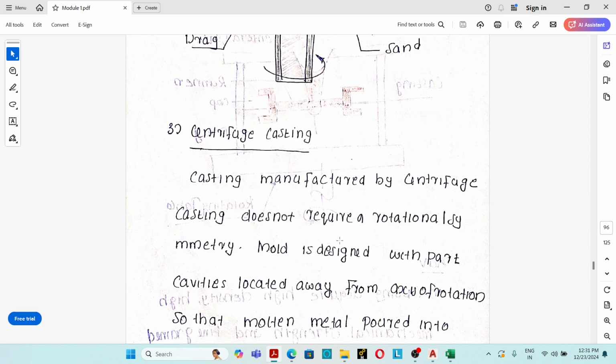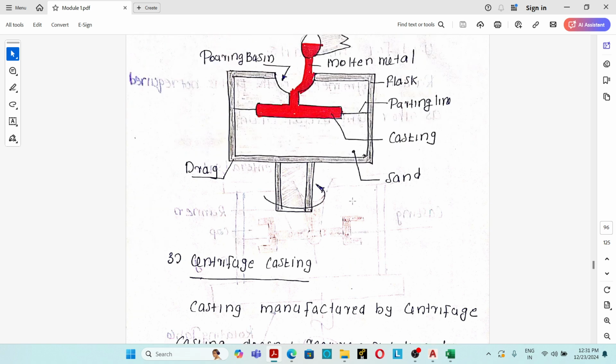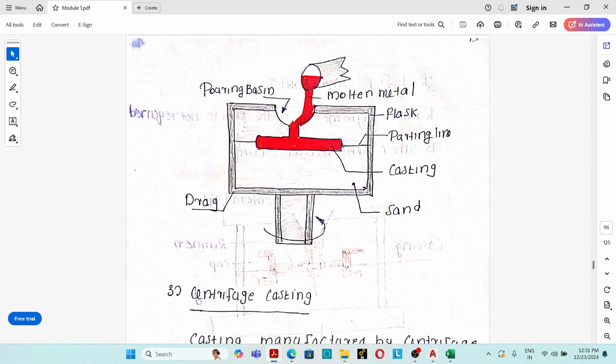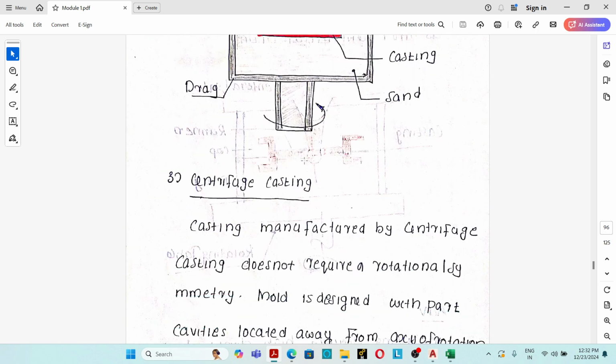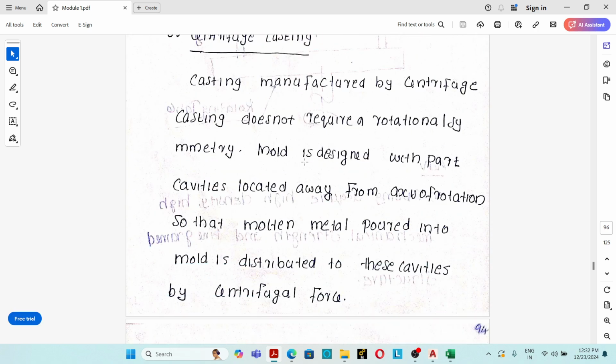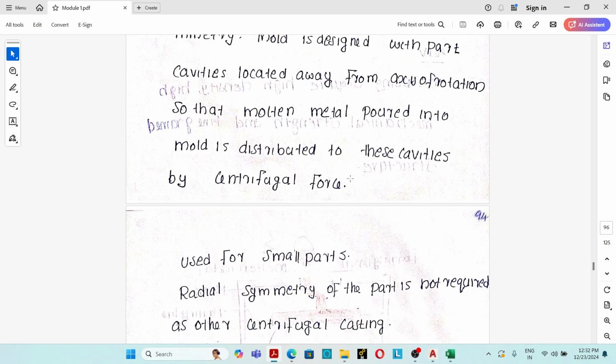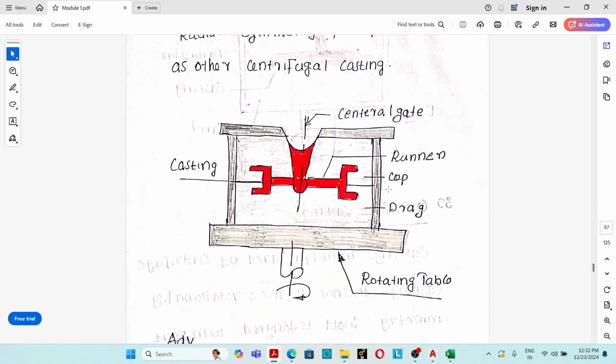The last one is the centrifugal casting process. In the centrifugal casting process, the axis of rotation of the mold and the axis of rotation of the cavity are different. In semi-centrifugal casting, you can see that the axis of rotation of the mold and the axis of rotation of the mold cavity are the same. But in centrifugal casting, the axis of rotation of the mold and the axis of rotation of the mold cavities are different. So this is a figure of the centrifugal casting process.